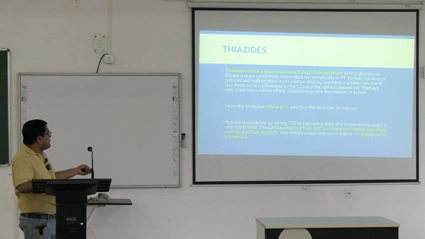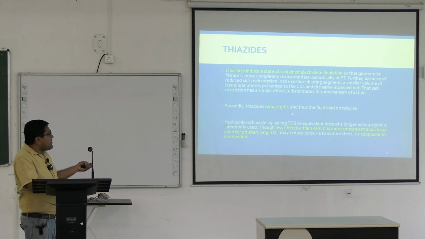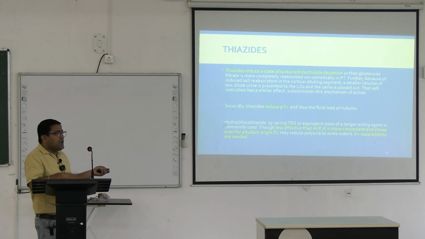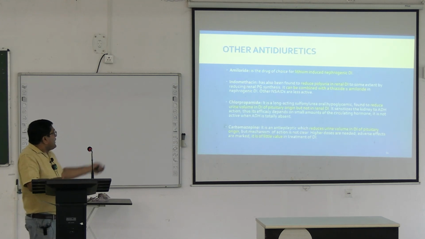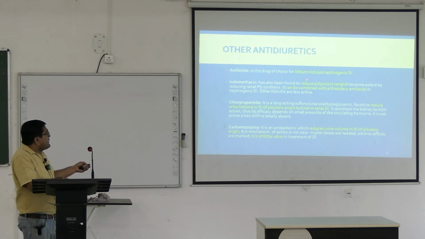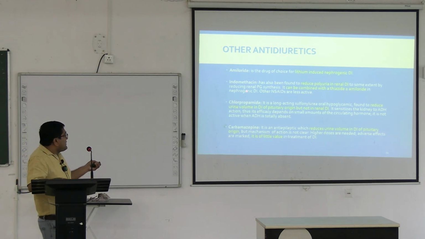The mechanism of action is not understood. Thiazide induces a state of sustained electrolyte depletion that may be responsible for the effect. They also reduce GFR and thus can also show antidiuretic action. They are less effective than AVP, but more convenient and cheap for pituitary origin DI. Other antidiuretics: amiloride is the drug of choice in lithium-induced nephrogenic diabetes insipidus.